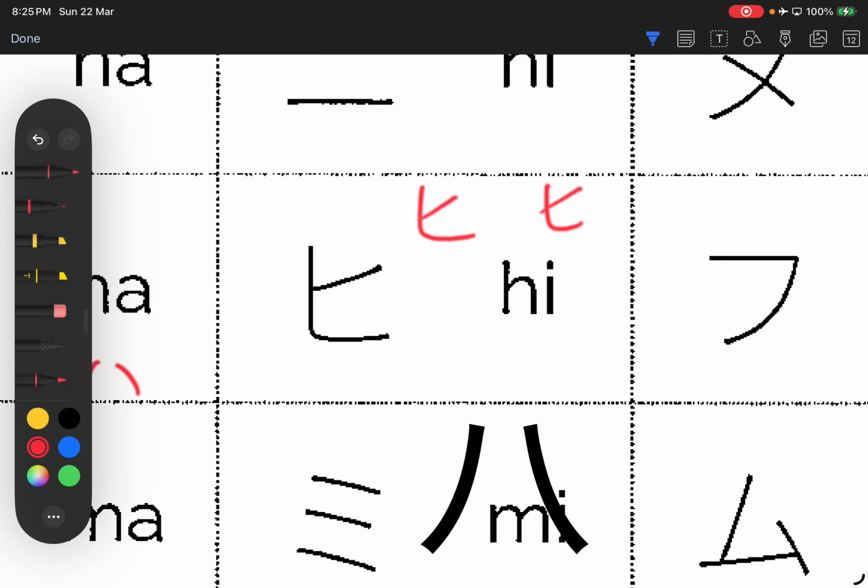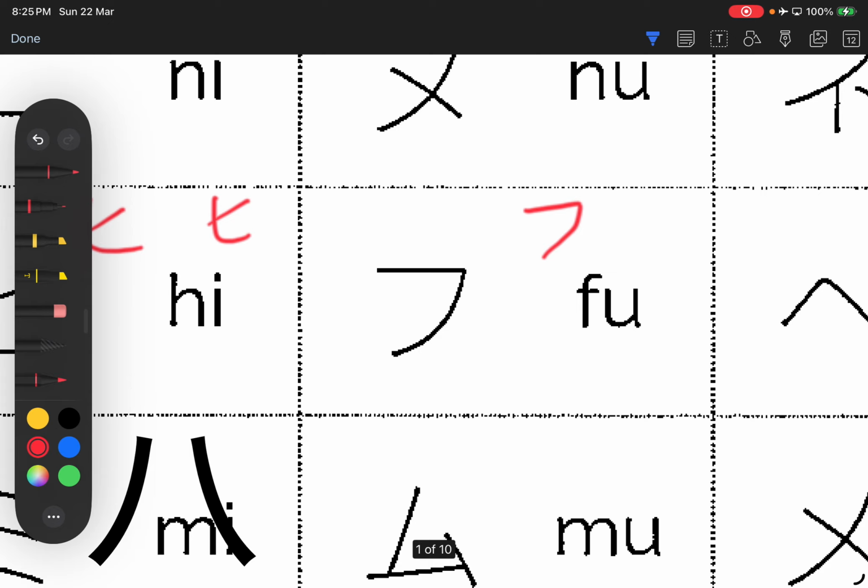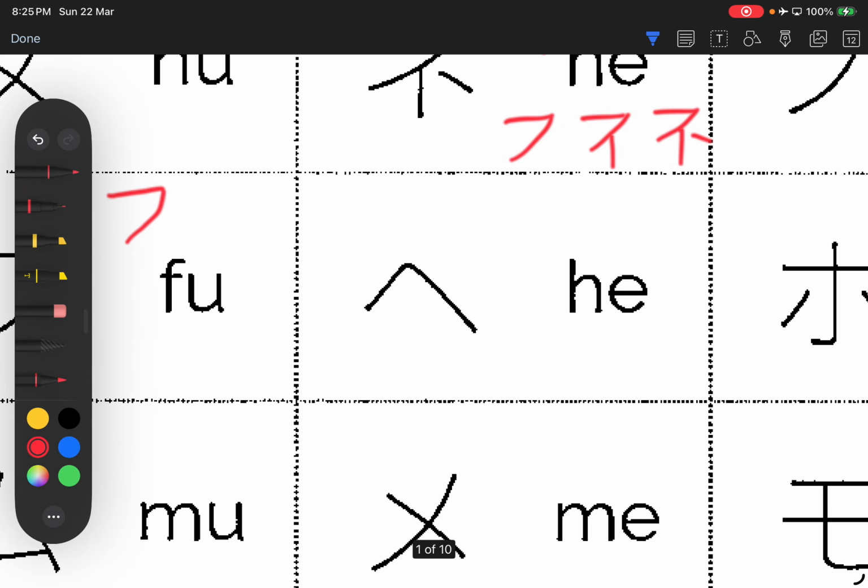Okay, moving on, we have hu. This is the FU sound, it's the HU sound, so this one is just 1, 2. Horizontal and then one straight down. Okay, next we have the he.